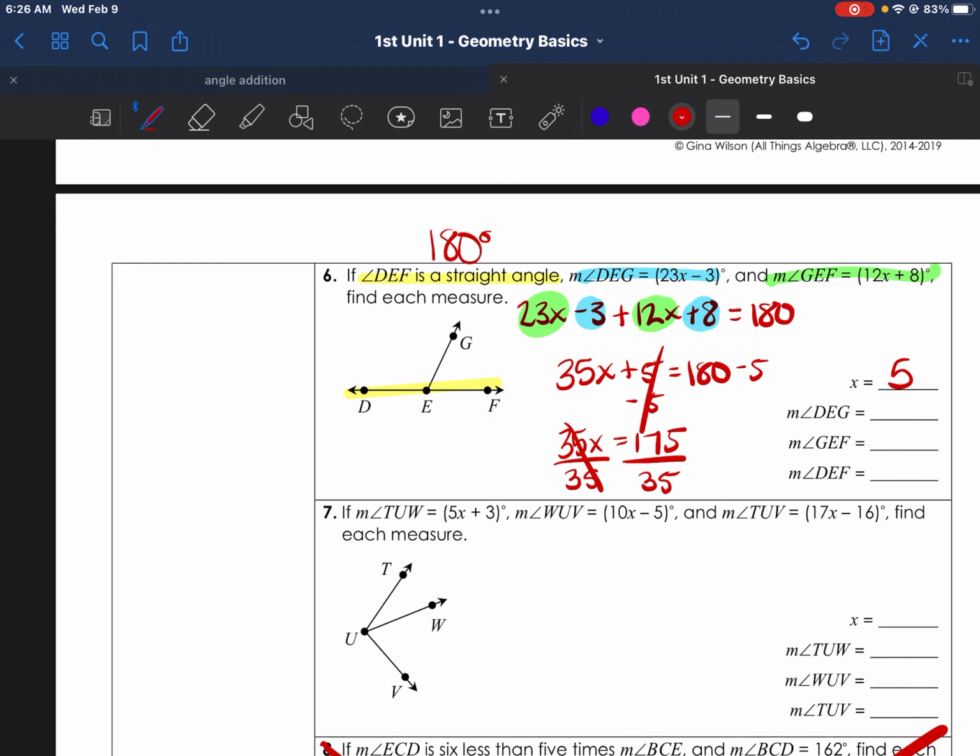Wonderful. So, first and foremost, DEF, we already know that's 180 degrees. We already filled that in. Because we smart like that.